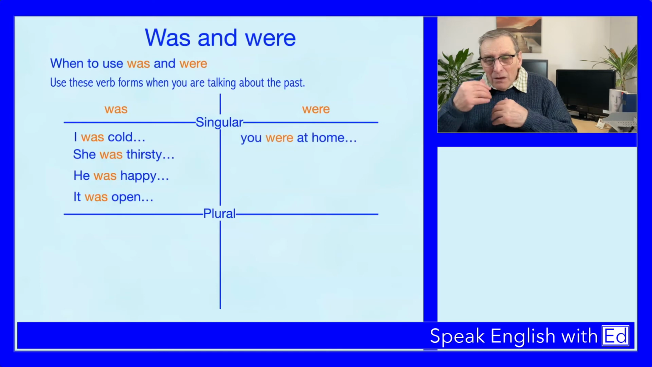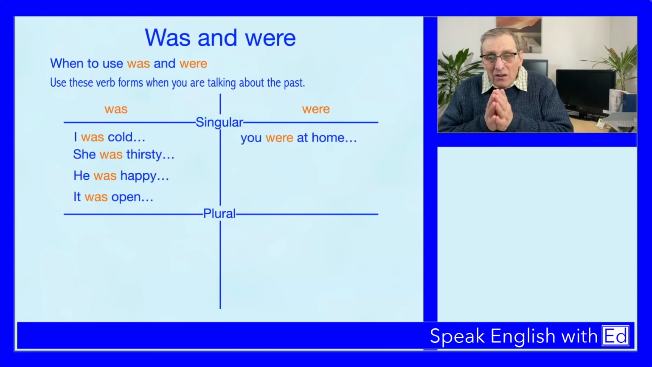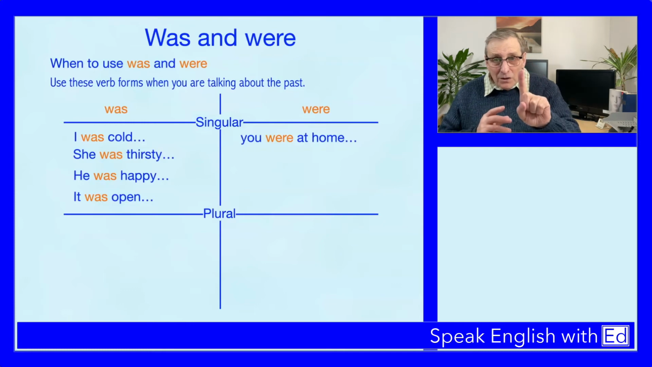Now, we're still talking about singular people here. And I'm talking now about the person who I am talking to, directly. And I can say, you were at home. I don't say you was at home. I say you were at home. And this is for you. You were at home. Okay? That's when talking about one person, one you.